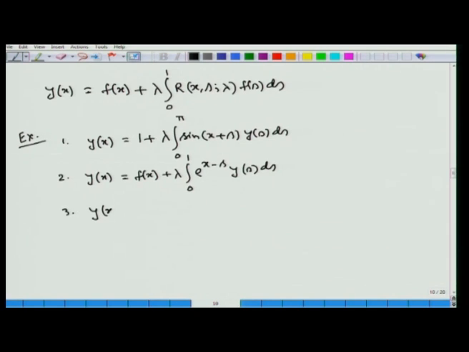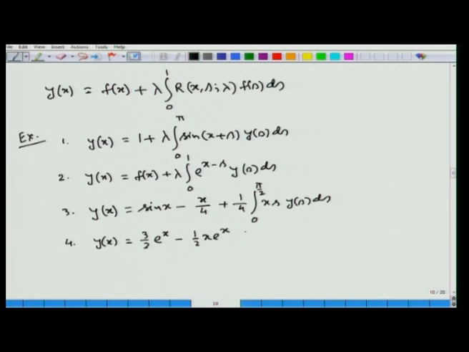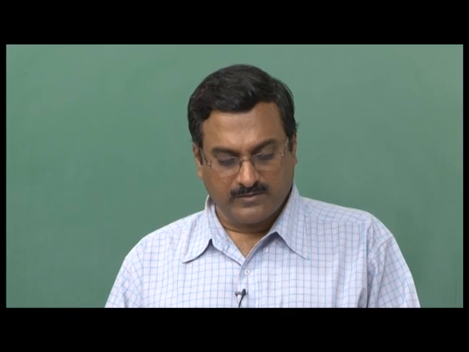Number 3, y(x) is equal to sin x minus x by 4 plus 1 by 4 integral 0 to pi by 2 x s y(s) ds, and number 4, y(x) is equal to 3 by 2 e to the power x minus half x e to the power x minus half plus half integral 0 to 1 s y(s) ds. So, all these problems you can solve by the method of resolvent kernels.